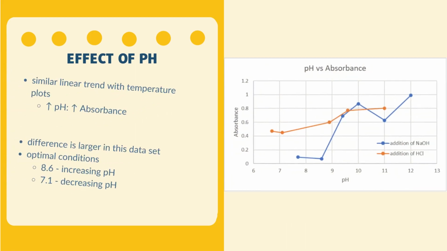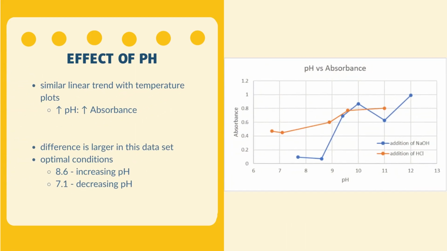The absorbance plot at varying pH has shown that a similar trend is followed, wherein an increase in pH resulted in an increase in denatured proteins, and this trend is consistent with both the increase in pH via NaOH and decrease in pH via HCl.